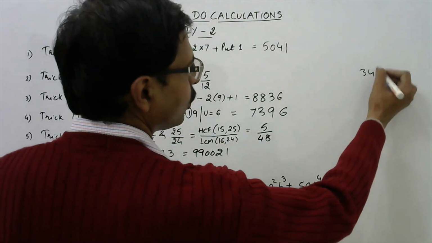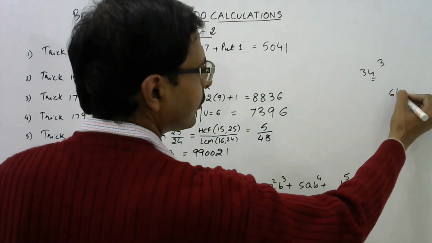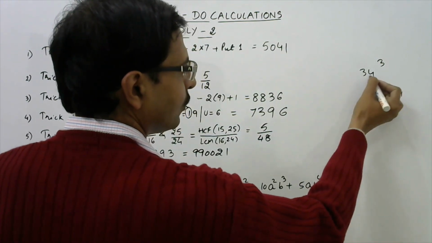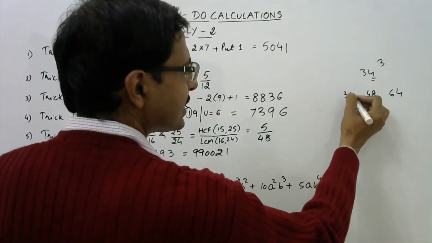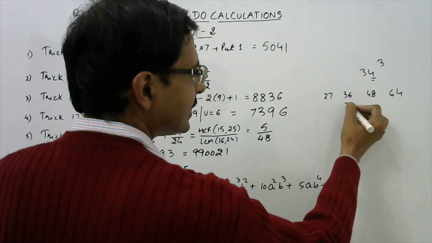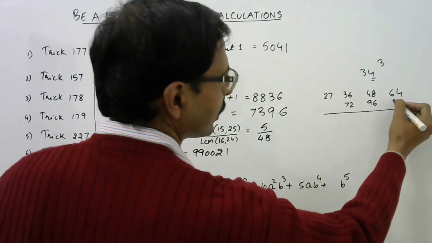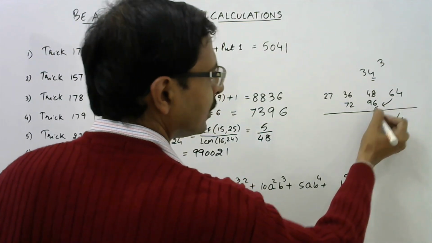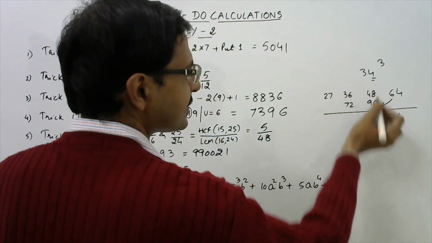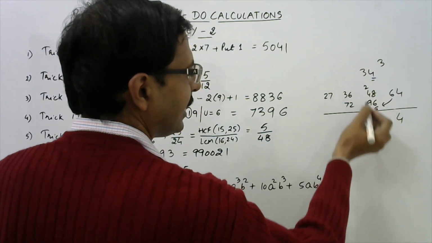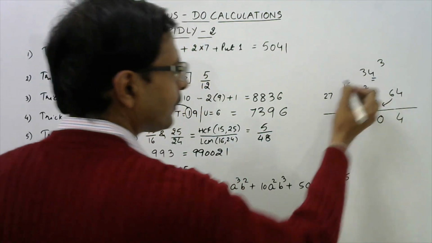See, 34 cube. 4 cube is 64, 4 square is 16, times 3 is 48, 3 square is 9, times 4 is 36, and 3 cube is 27. Now double this. And now we can start with the answer, 4. 6 comes down here. So 12 plus 8, 20. 9, 13, 15. So 15 gets added here.